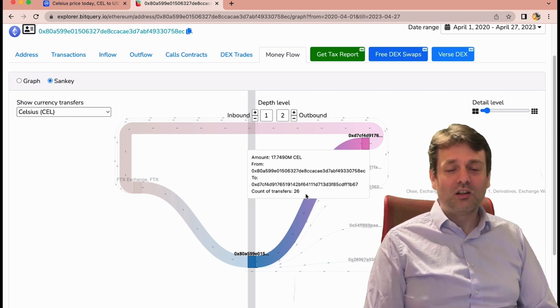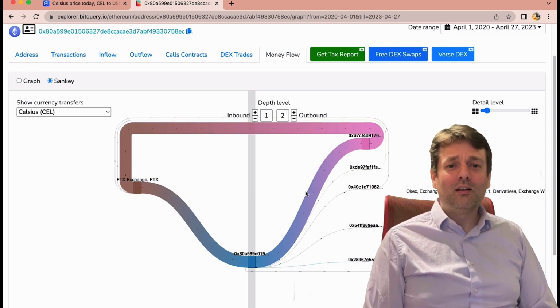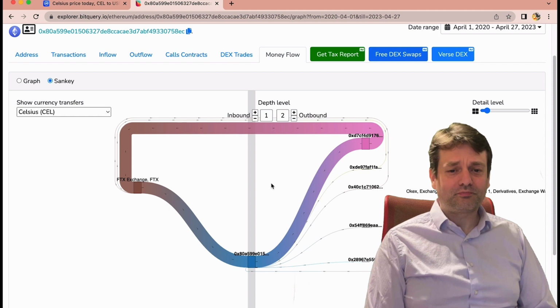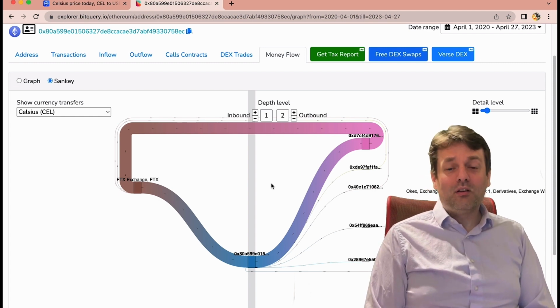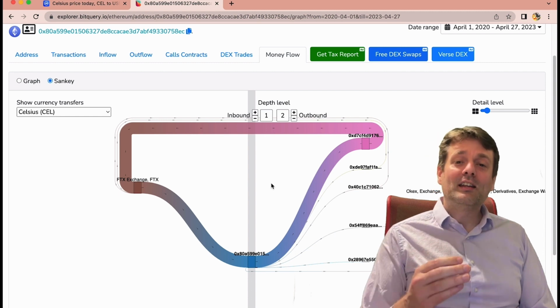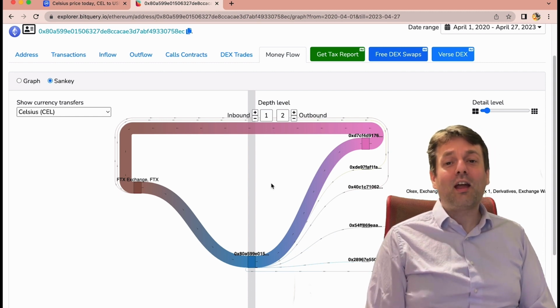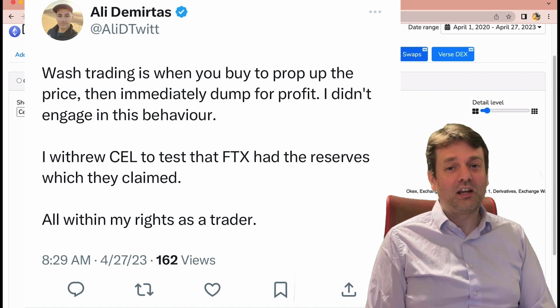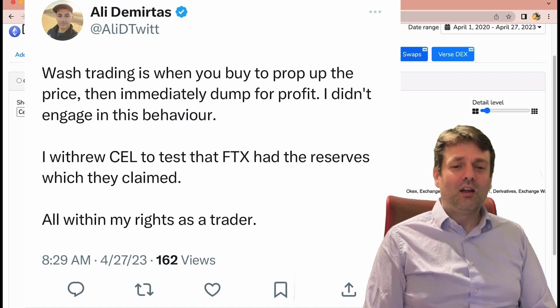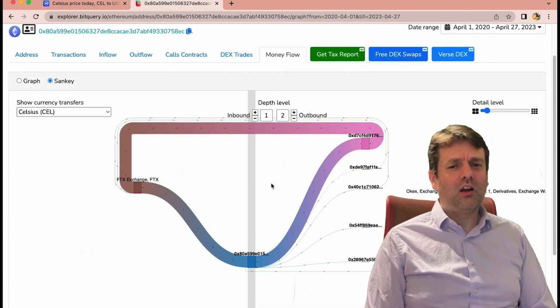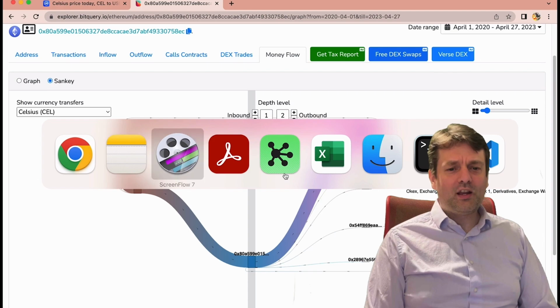Now the question is, why would somebody make all these transfers in and out? That seems rather strange. And one of the defenses was, he claimed very recently that he was just testing to make sure that FTX actually had the tokens they claimed, and that he was within his rights as a trader. But if you're testing, why are you doing it 25 times? And we can look here.